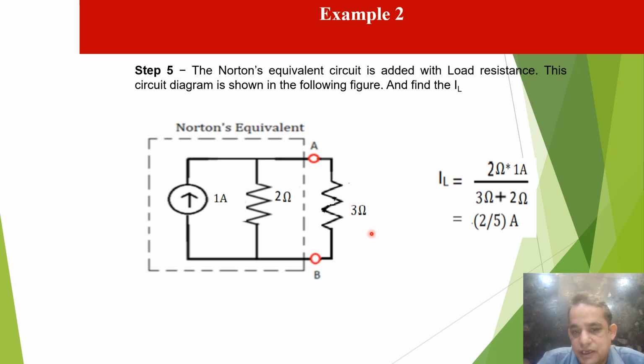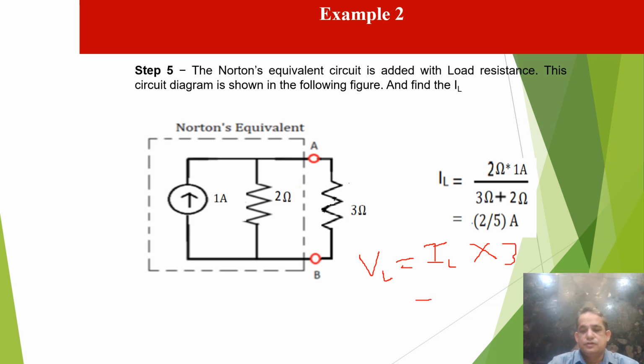If anybody asks, please find the load voltage VL, so we simply use VL is equal to IL into load resistance. So it is 2 into 3 upon 5, which is 6 upon 5 volt. That is the load voltage value.